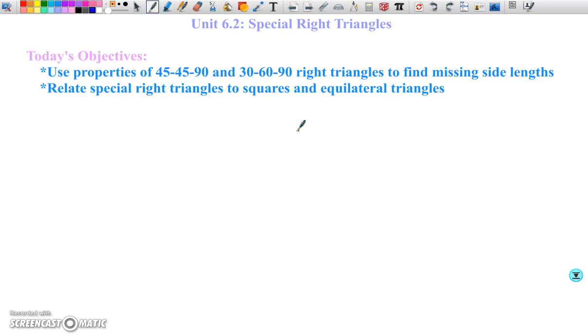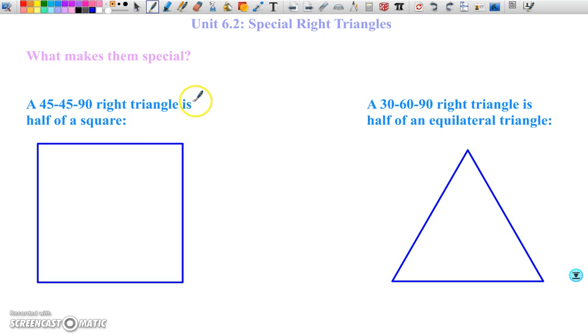In this unit, we are going to work with special right triangles, but what we're actually going to do with those, with the properties, is relate them to proportions and similarity, so working with similar triangles like we did in Unit 5. So we're going to go ahead and work with some of that and talk about why these things are considered special right triangles. So what is it that makes these things special?